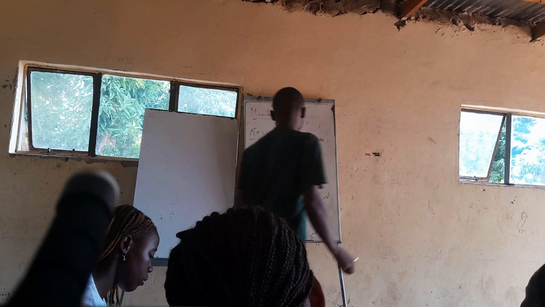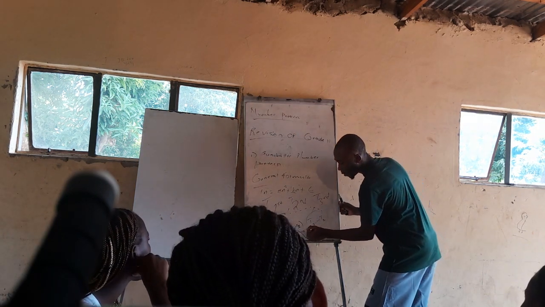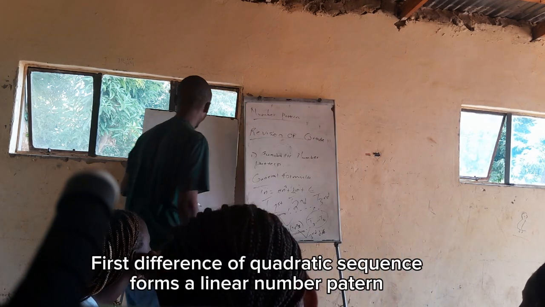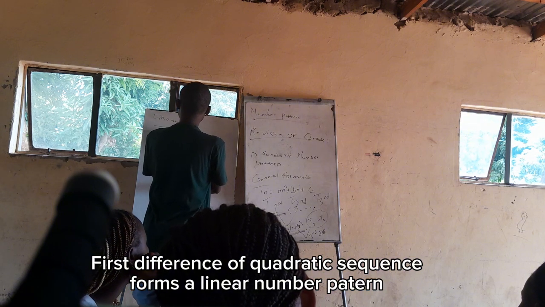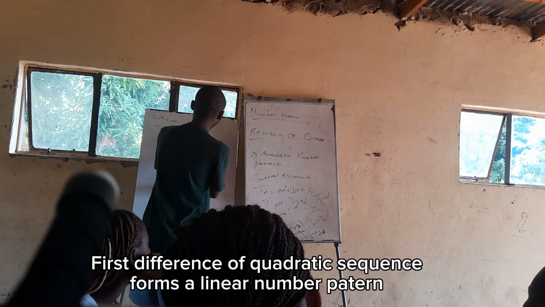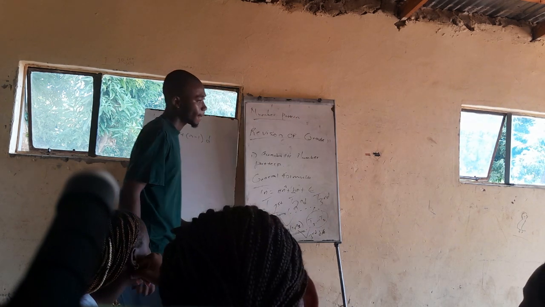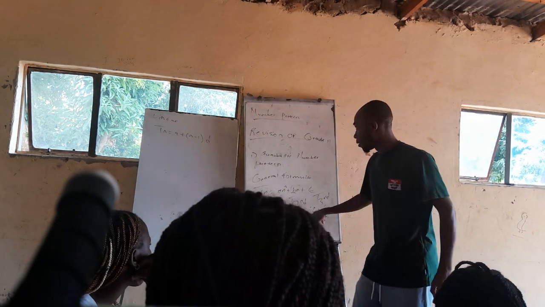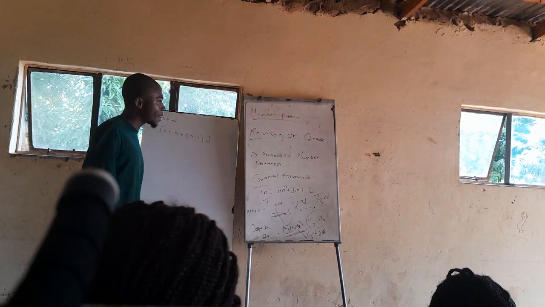Let's take a look, guys. Most of you don't know that the first difference forms a number pattern which is called what? Linear. Tn equals to a plus n minus 1 d. This first difference forms this number pattern. The first difference of a quadratic number pattern forms a linear number pattern.